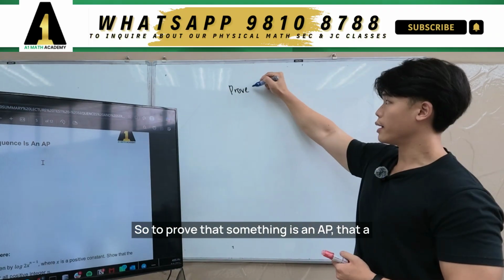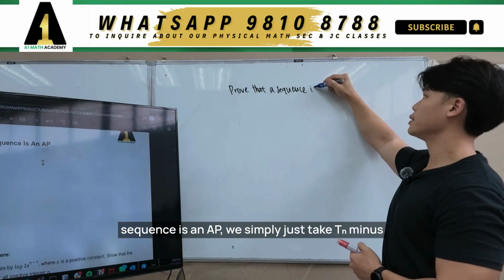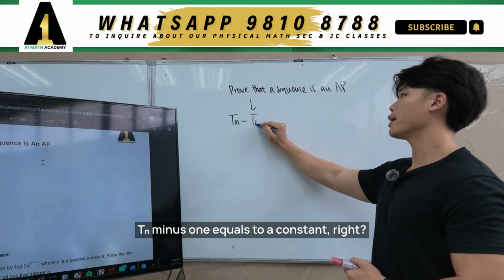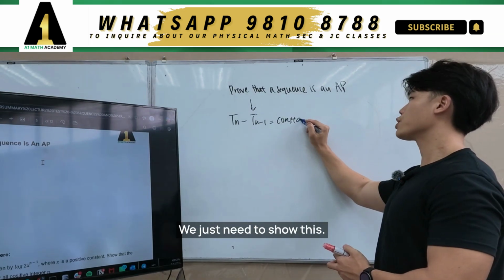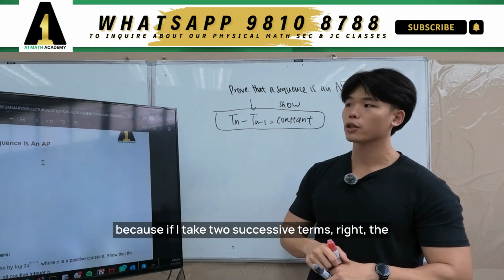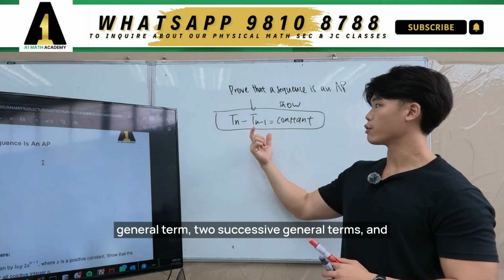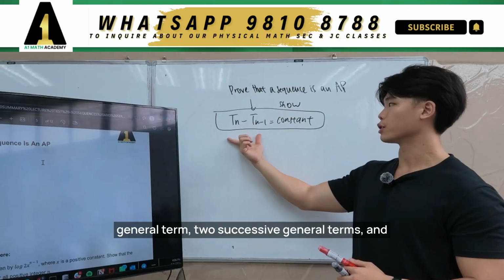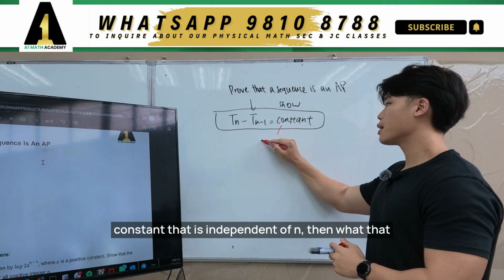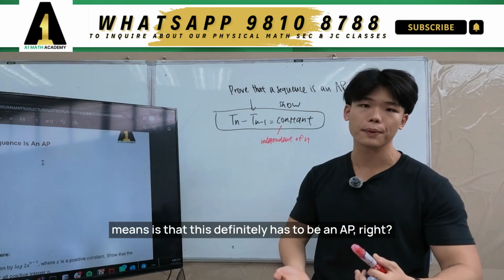So to prove that a sequence is an AP, we simply just take Tn minus Tn-1 equals to a constant, right? We just need to show this. Now, the reason why we show it this way is because if I take two successive general terms, and I minus them away from each other, and if I get a constant that is independent of n, then what that means is that this definitely has to be an AP, right?